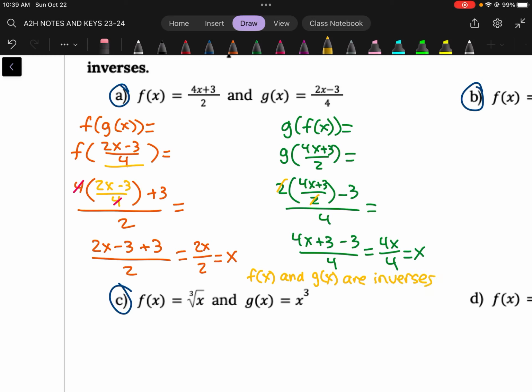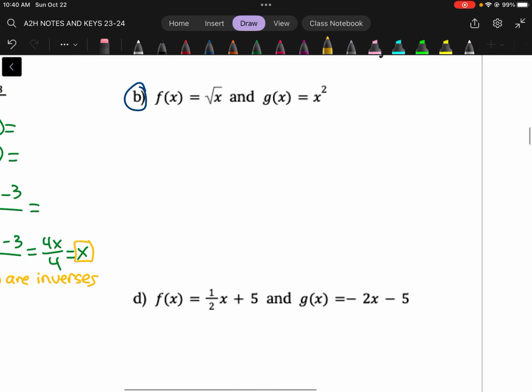We did our composition test. Nothing bad happened. We got x both times, right? And we can sort of make sense of the fact that they're inverses by looking at their operations, but we'll get to that in a bit. This is a great example.